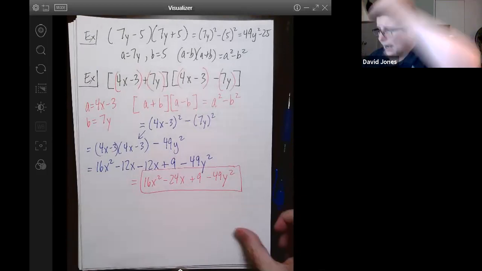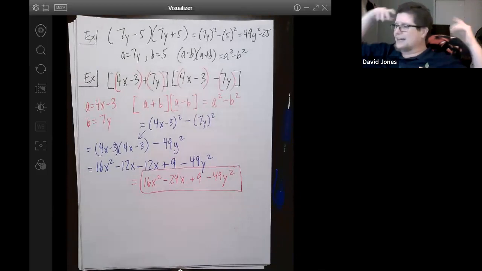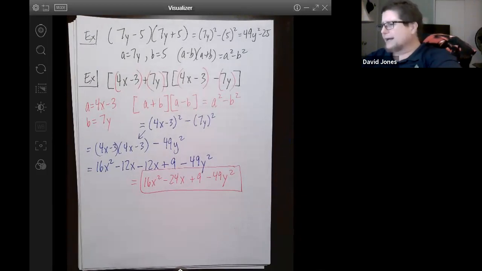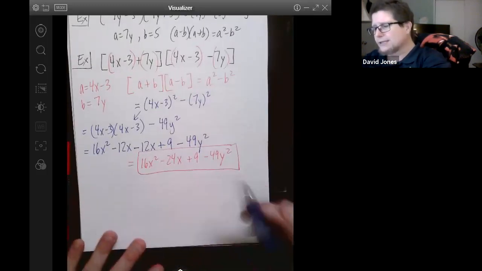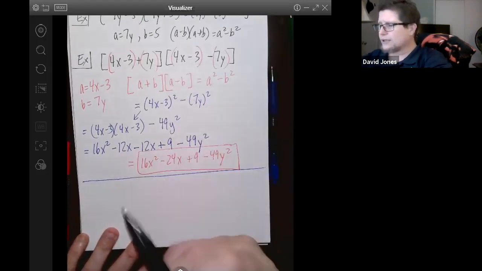All right. So far, we've done addition, subtraction, multiplication. We're going to do division next of polynomials. I do want to point out a way they like to remember this real quickly. You may have learned it this way.